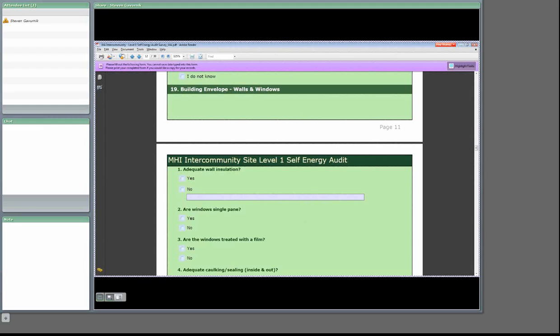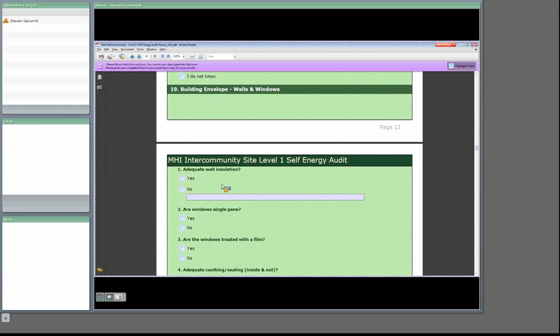Welcome back to the next section of completing the paper self-energy audit. We're at section 19, the building envelope, and section 19 specifically is on walls and windows. Now, the first question is: is there adequate wall insulation?